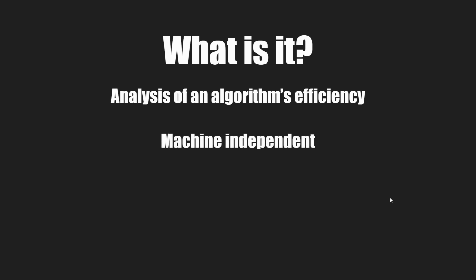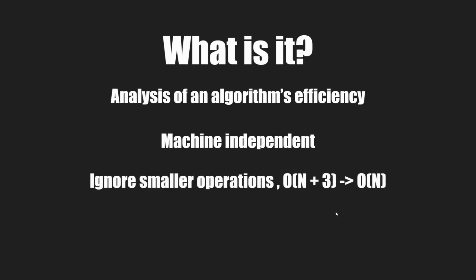Big O notation is also machine independent, meaning that we don't really care how much time it takes. We're more focused on the number of steps it takes because certain machines can run certain algorithms faster. We also ignore smaller operations. So for example, O of n plus 3, we would just simplify to O of n because we don't really care about the smaller steps. We're looking at the bigger picture.